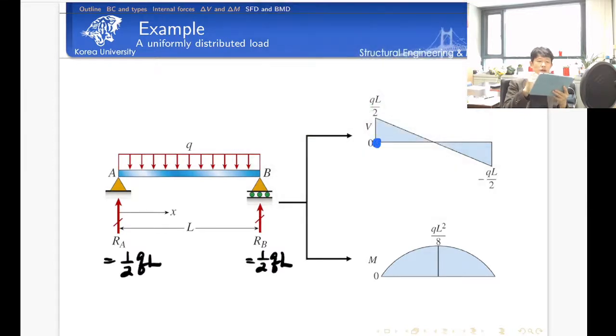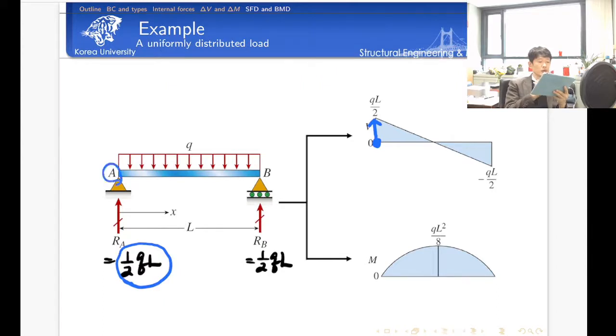And then there is a change of shear force by what? According to the sign convention of the shear force, this is positive. We have a certain change of shear force by a half of QL. Okay? And then let's check the change of shear force between these 2 points.